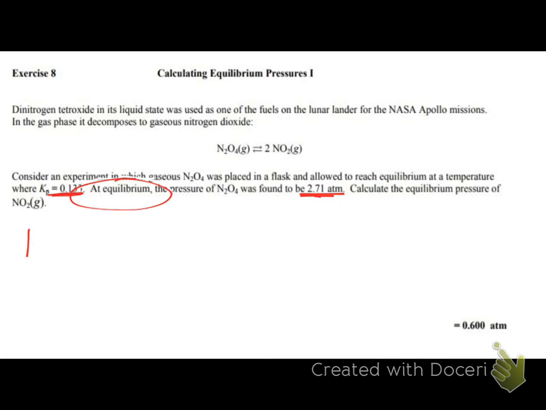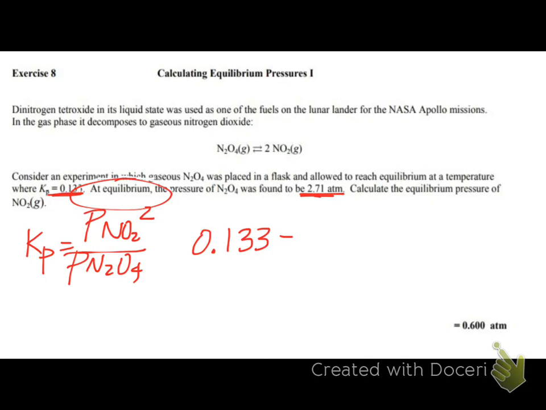So we're going to set up our equilibrium expression, which is going to be the partial pressure of NO2 squared over the partial pressure of N2O4. Okay, so when we plug in what's been given to us, we know that Kp, 0.133, is going to be equal to the pressure of NO2 squared over 2.71.